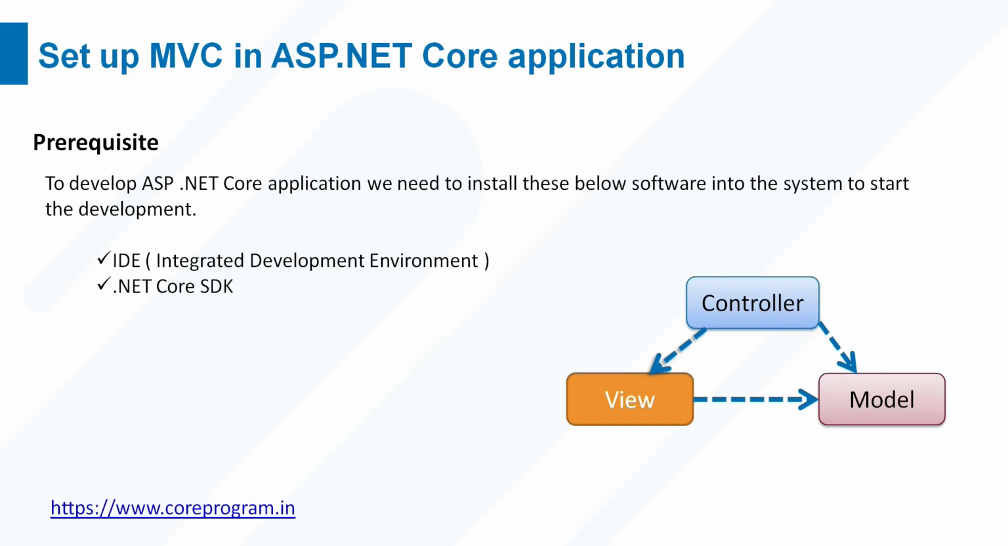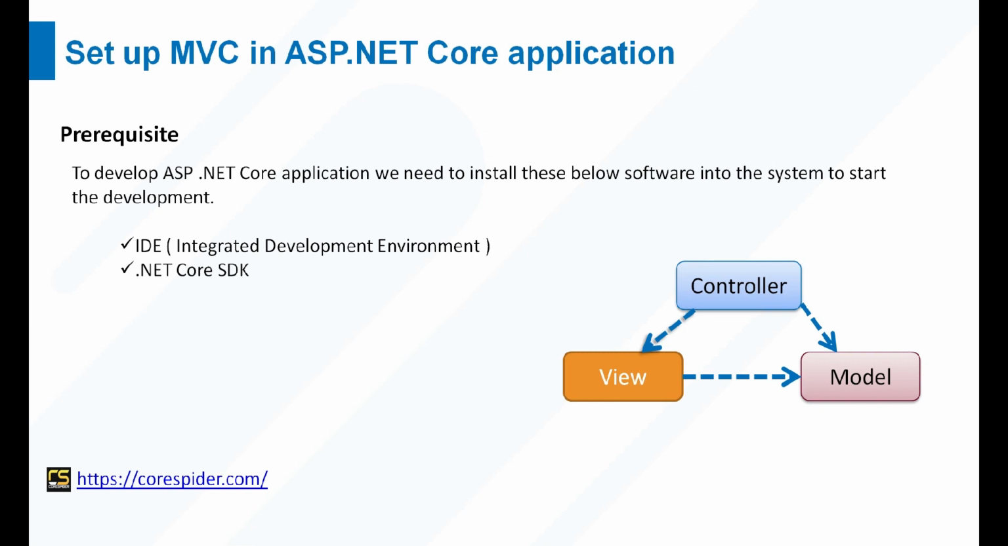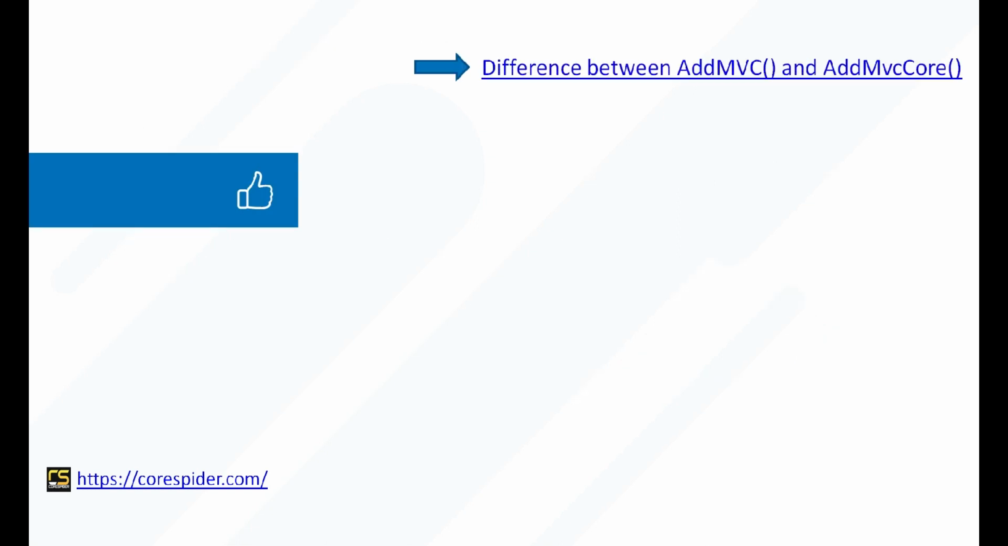So far in this video, we learned how to set up MVC in ASP.NET Core application. We created an empty template project of ASP.NET Core application and implemented the MVC. In our upcoming videos, we see the details about how the controller communicates with the model and renders to the view. In the next video, we discuss the difference between AddMvc and AddMvcCore.